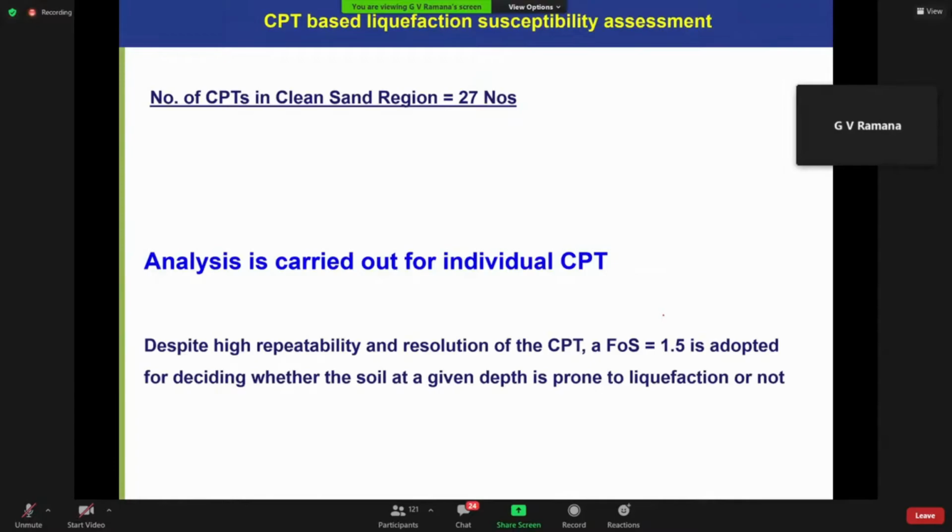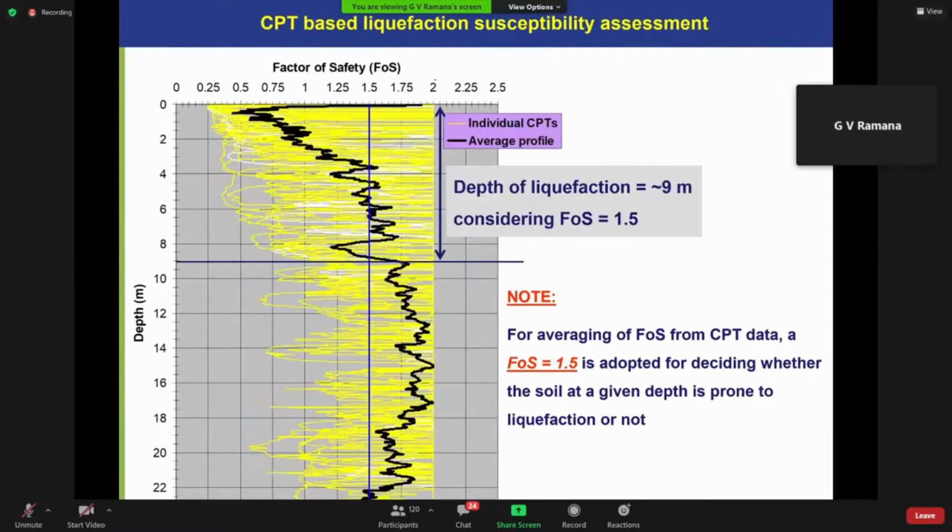When I went for using CPT, we had 27 CPT data sets, and in fact, we can do a PhD here. But what we did is we analyzed each CPT data, and then we averaged the factor of safety. I know this is very crude, but that's how it works on site. If I start doing risk analysis and probability and everything, engineers won't like it. They would like you to give a solution. So when I looked at it, the depth of liquefaction is coming around 9 meters, considering a factor of safety of 1.5.